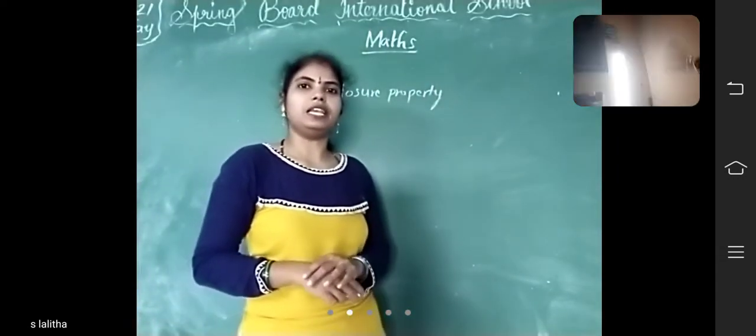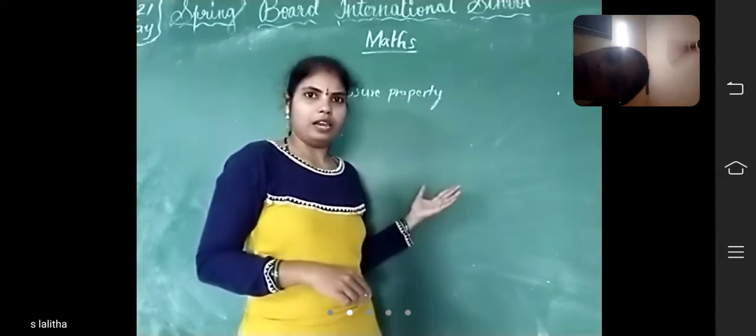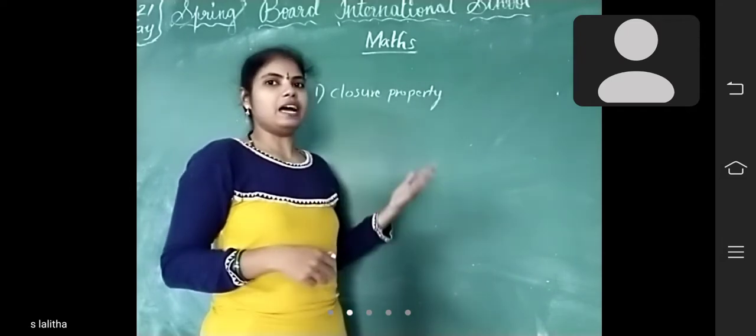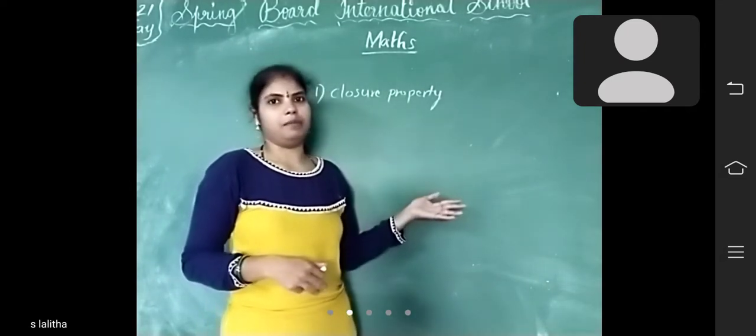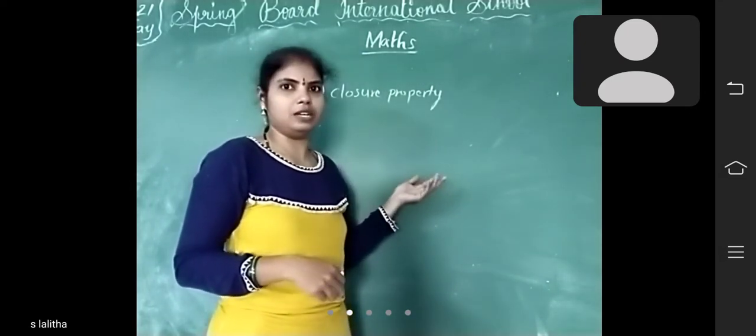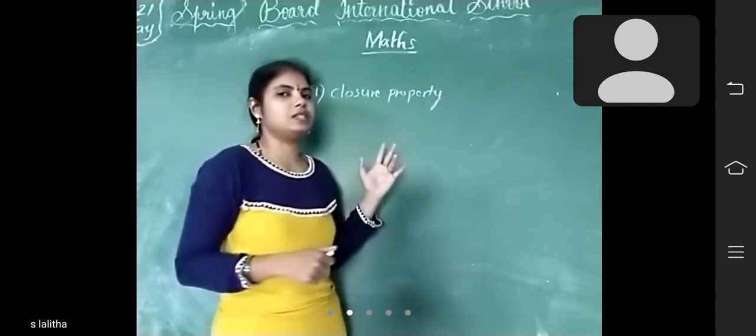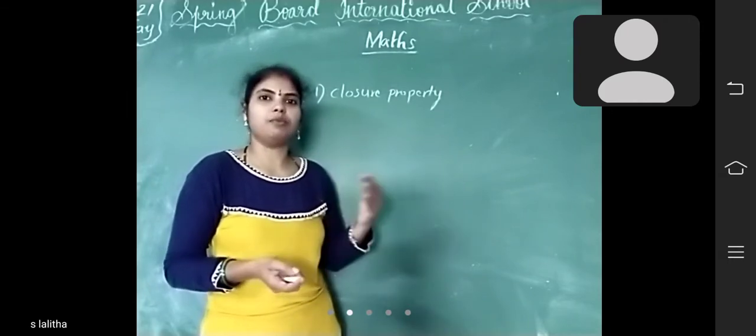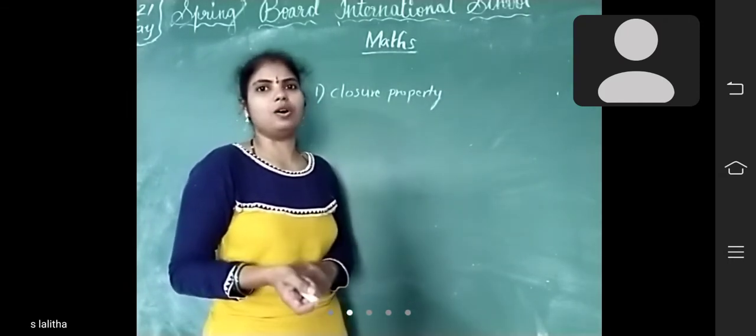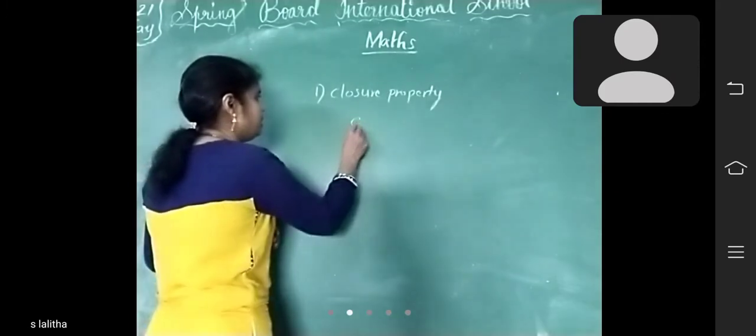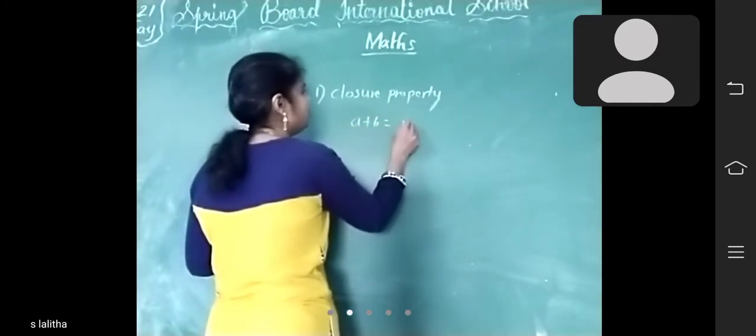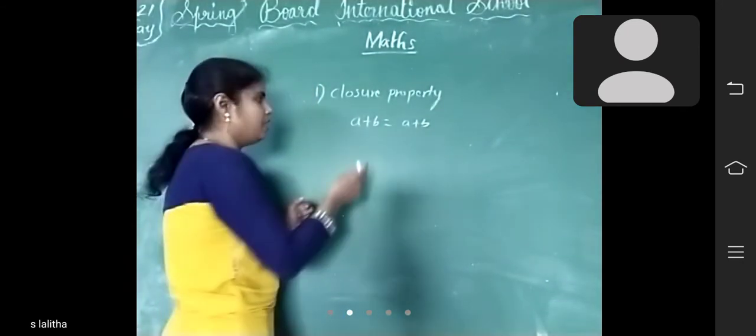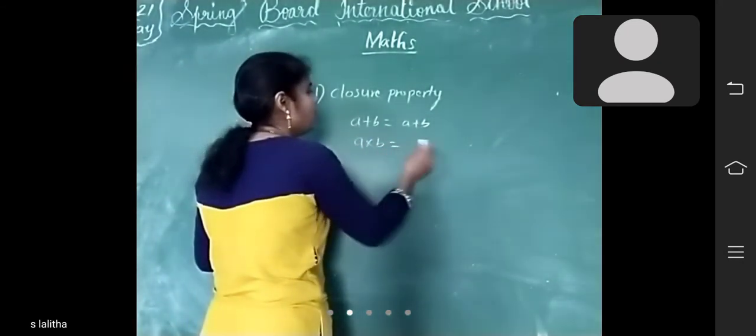If you take any two whole numbers and add them, you will get the answer as a whole number. That is called closure property. Multiplication is also the same. If you multiply those two whole numbers, we will get the product as a whole number. That is called closure property. A plus B is a whole number, and A into B is also a whole number.